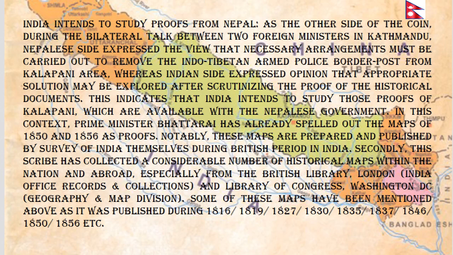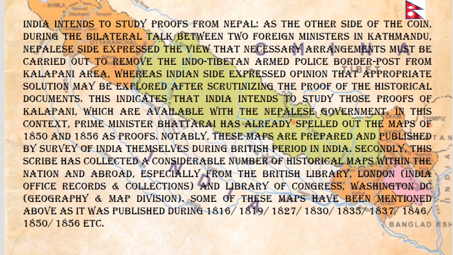This indicates that India intends to study those proofs of Kalapani, which are available with the Nepalese government. In this context, Prime Minister Bhattarai has already spelled out the maps of 1850 and 1856 as proofs. Notably, these maps were prepared and published by the Survey of India themselves during the British period in India.